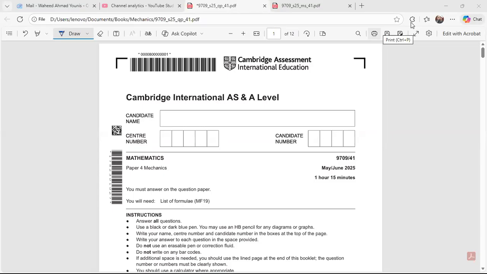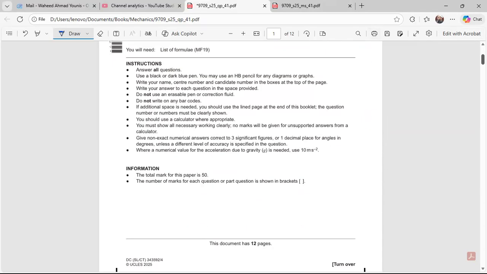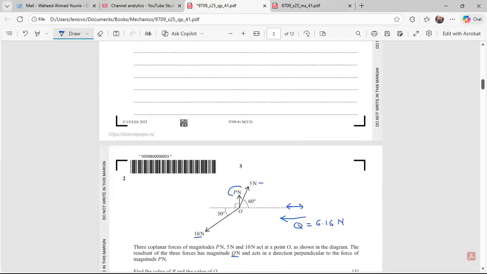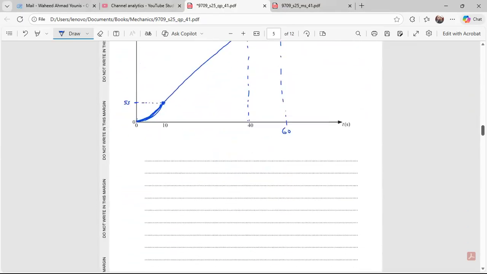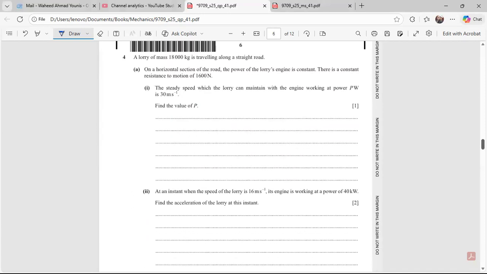We have been solving this past exam. So right now I have this May June 2025, 41 in front of me. It is mathematics or mechanics. We already solved the first three questions in the last video. So now I will do question number 4.